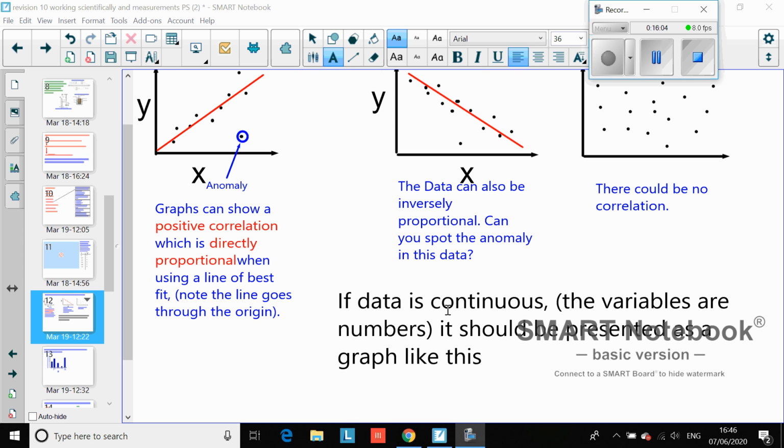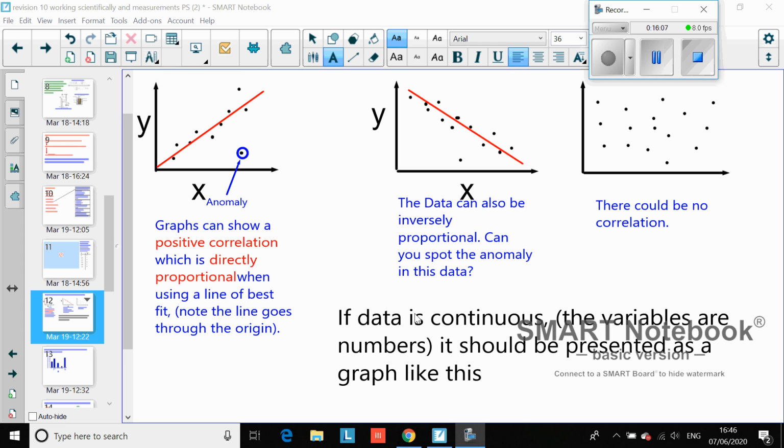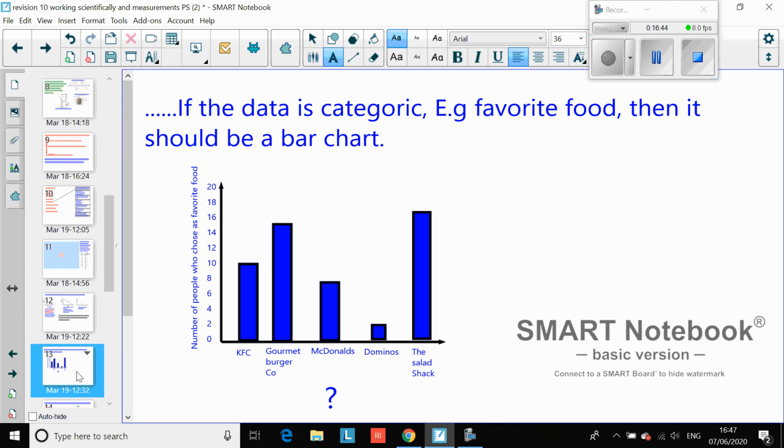Okay, so a couple of little things about this. Firstly, if data is continuous, what that means is if we're comparing, say, one set of numbers, which could in theory continue on forever, against another set of numbers, we call that continuous. And those are always represented by line graphs like this. Okay, so we plot our data points like that, and then we would draw a line of best fit. Sometimes it's straight, but sometimes in science it's not. In maths, you'll always find they're straight, but in science that's not always the case.